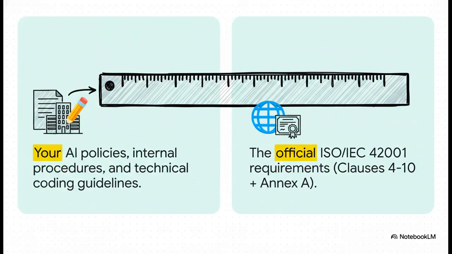So, what are you measuring against? That's what we call the audit criteria. Think of it as your measuring stick. On one side, you have all your own internal rules, your AI policies, your procedures. And on the other side, you've got the external standard itself. The audit has to check that you're in line with both.